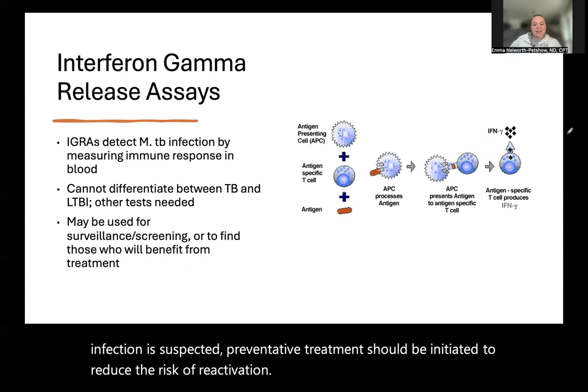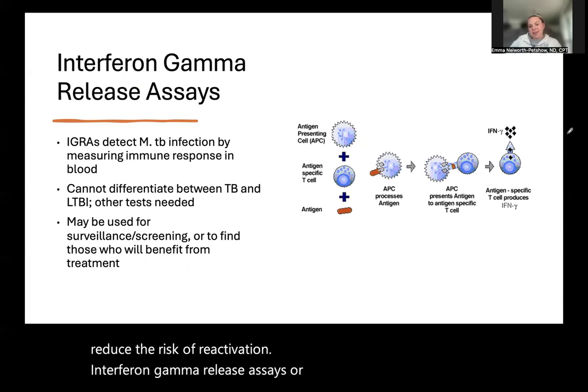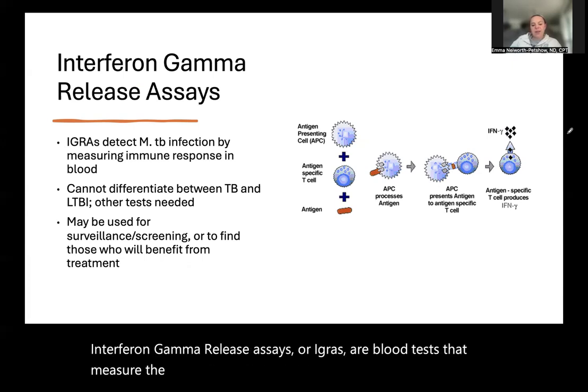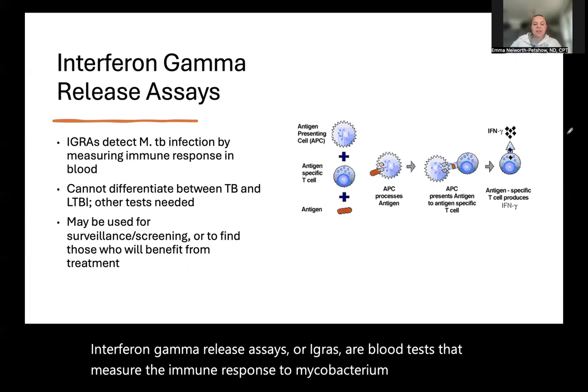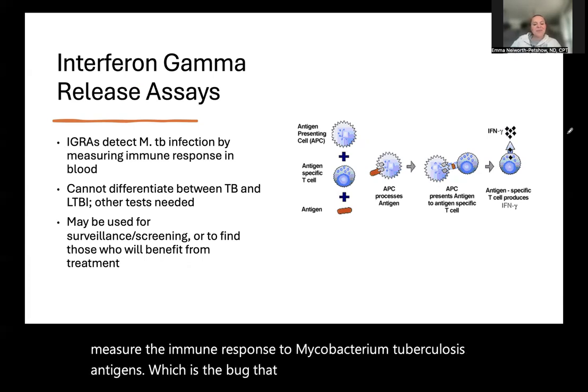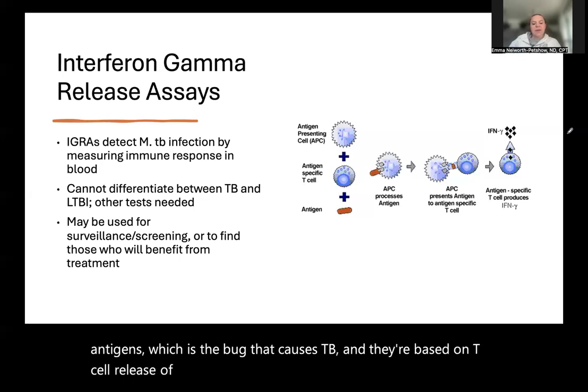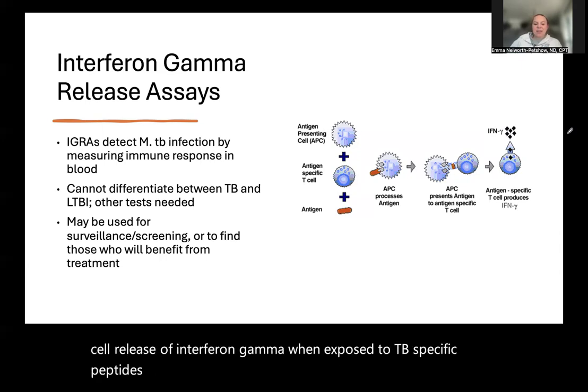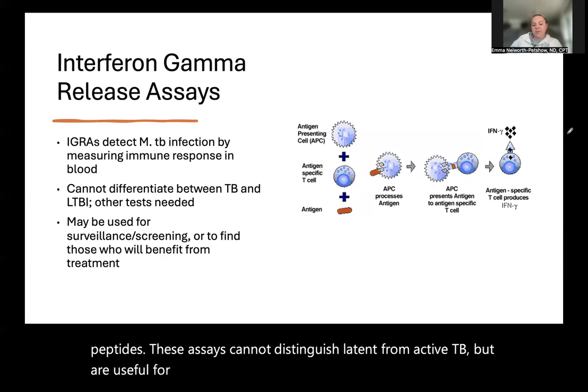Interferon gamma release assays, or IGRAs, are blood tests that measure the immune response to Mycobacterium tuberculosis antigens, which is the bug that causes TB. And they're based on T-cell release of interferon gamma when exposed to TB-specific peptides. These assays cannot distinguish latent from active TB, but are useful for identifying infection.